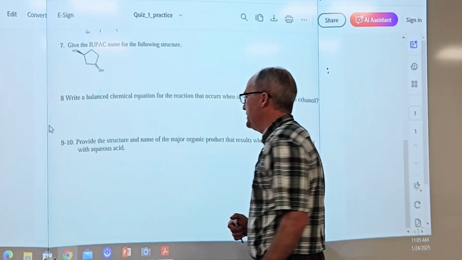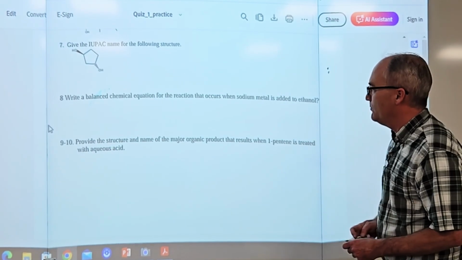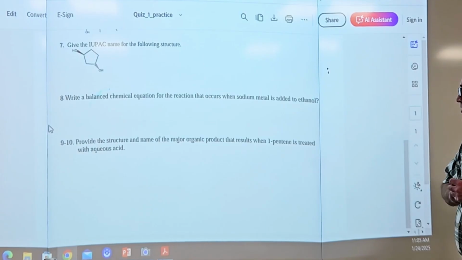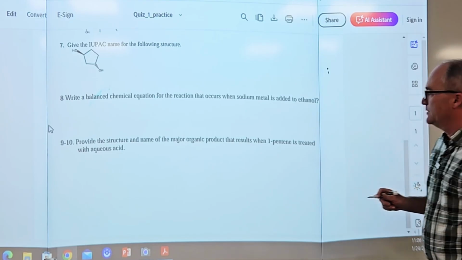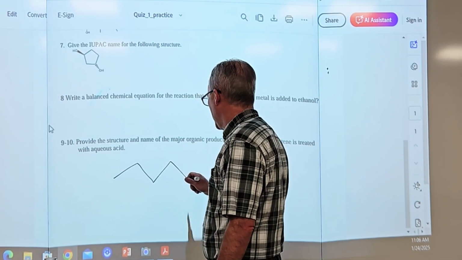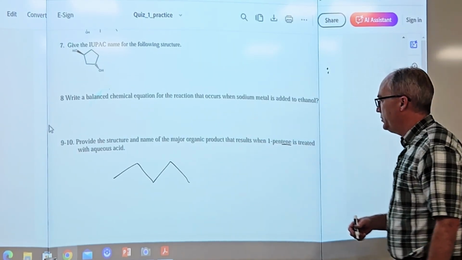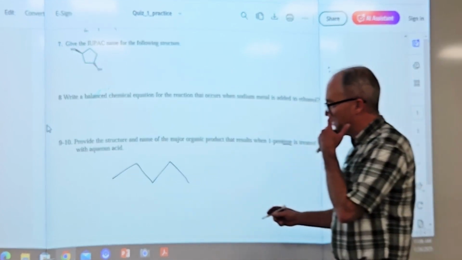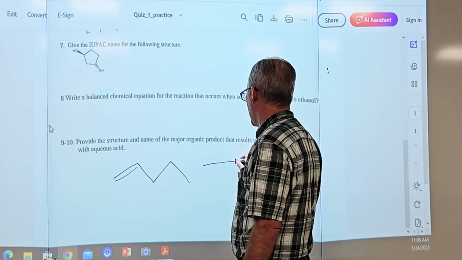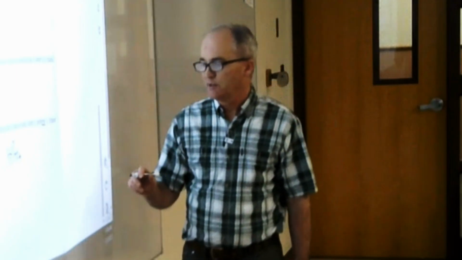Right, it says provide the structure and name of the major product that results when 1-pentene is treated with aqueous acid. 1, 2, 3, 4, 5. 1-pentene, that's old IUPAC. We would say pent-1-ene. That means the double bond is right there. And then aqueous acid, so this is acid-catalyzed hydration of a double bond.